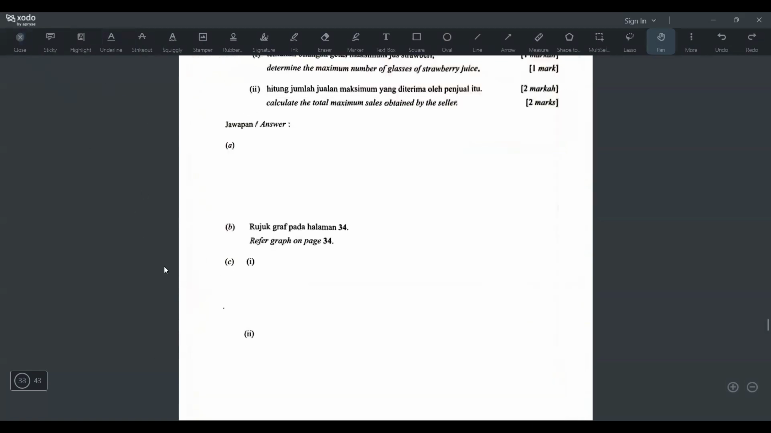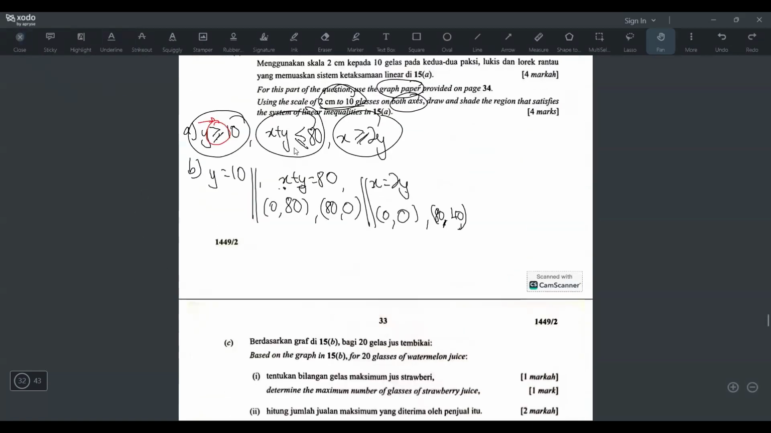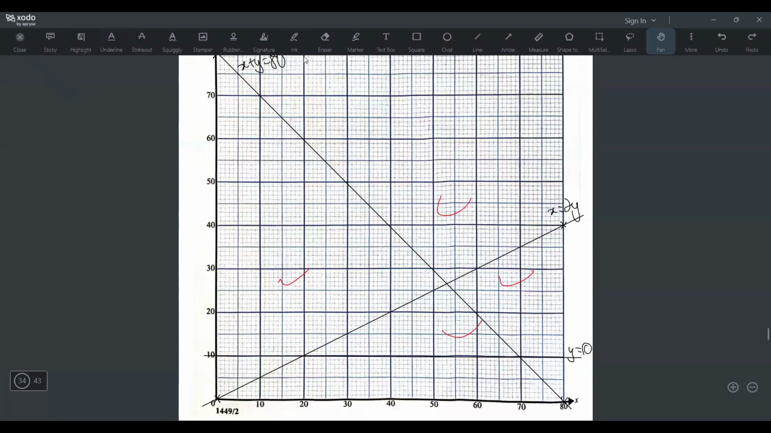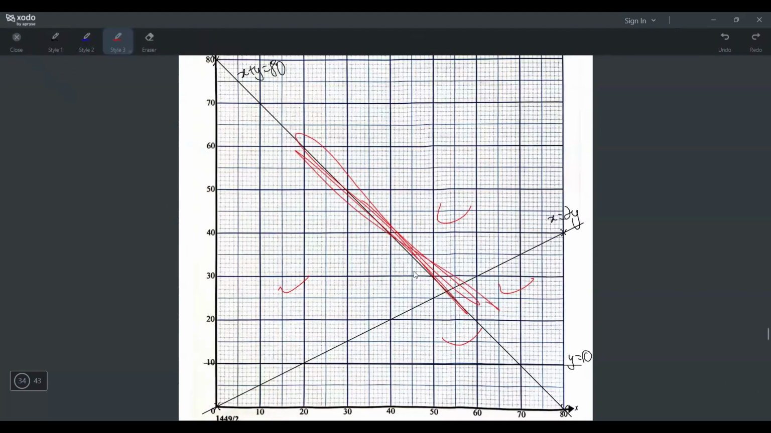Okay, let's check the next inequality. x plus y smaller than 80. Okay, y sudah positif, so boleh terus tengok lah. Smaller, right? It means I have to ambil bawah garisan x plus y equals 80. So x plus y equals 80 kena ambil bawah garisan. So x plus y equals 80, which garisan? This one. So kena ambil bawah garisan. So confirm I have to erase these two lah, right?